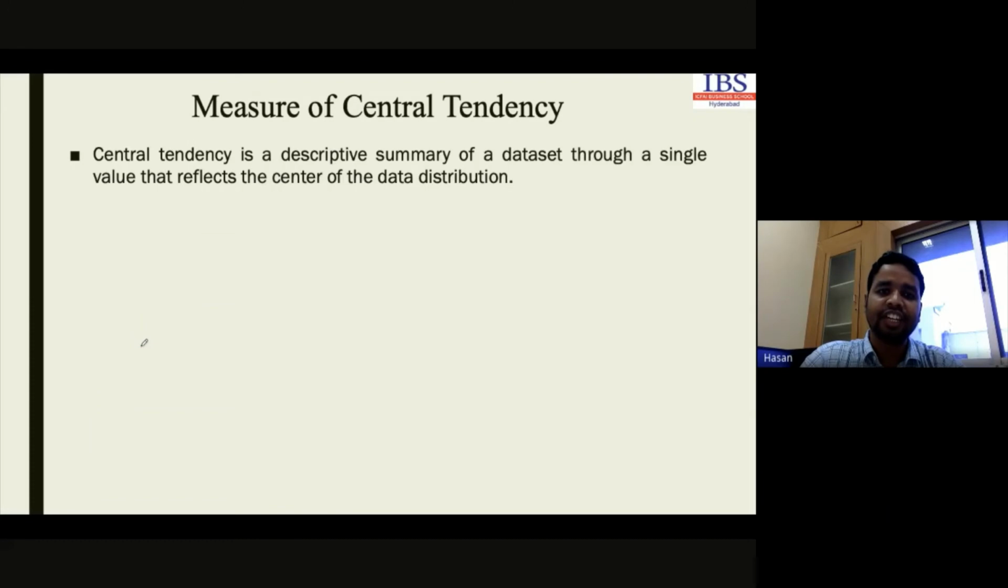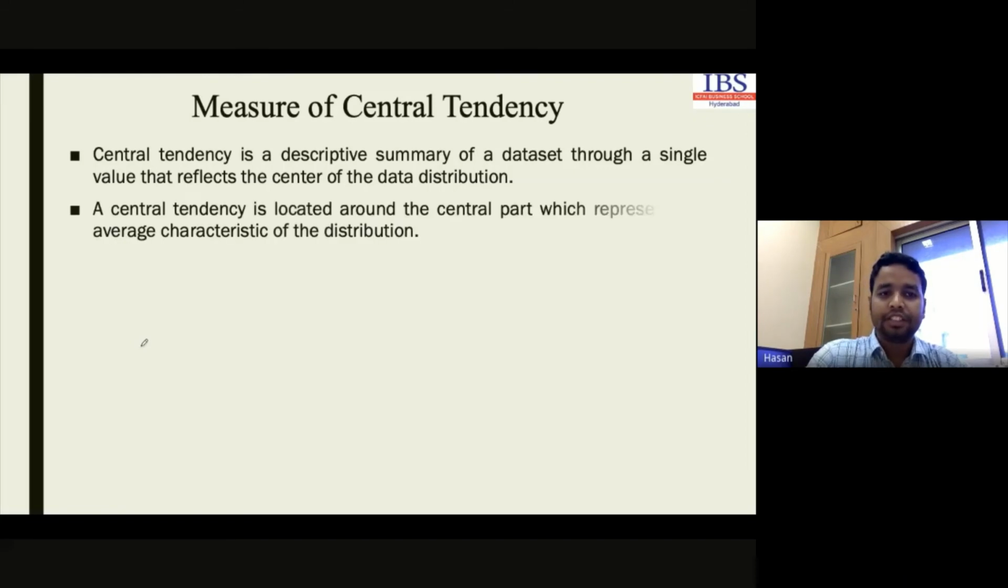So the very first one is the definition of measure of central tendency. What is the definition here? We try to get a single value which reflects the center of the data we have collected. A central tendency is located around the central part, which represents an average characteristic of the distribution. So basically we have to measure the average.